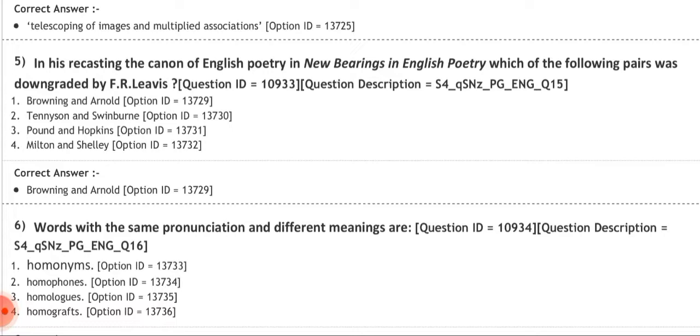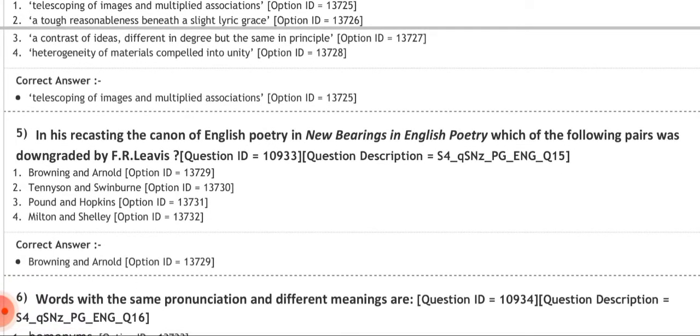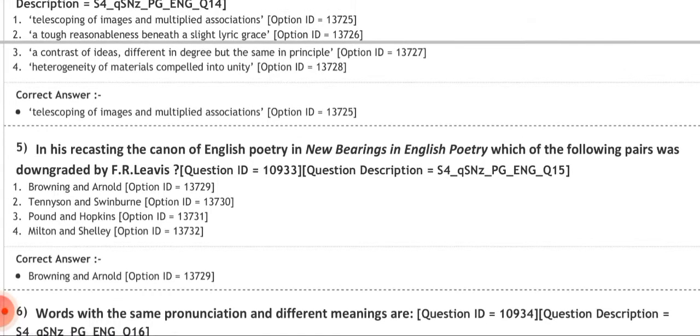So today's first question is, in his recasting the canon of English poetry in New Bearings in English Poetry, which of the following pair was downgraded by F.R. Leavis? So this is now from the literary theory and literary criticism part. What kind of question can you expect in the exam that you are preparing to appear for? The answer is number one, Browning and Arnold. About this pair, F.R. Leavis has talked in his book New Bearings in English Poetry.